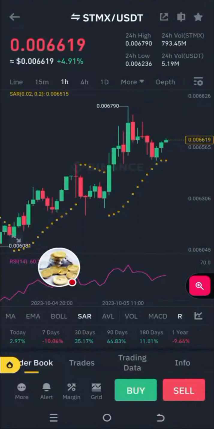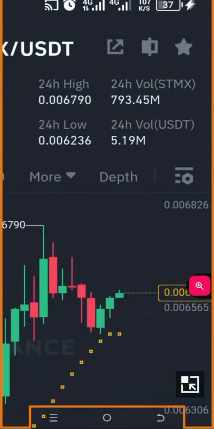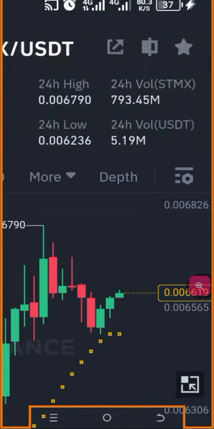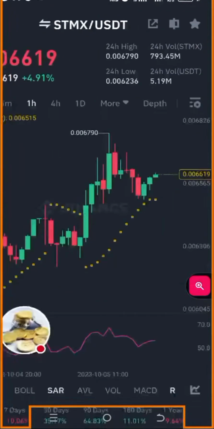Let's look at the volume, right? Now you can see that the volume that's been traded here within the past 24 hours is 5.19 million. Wow, 5.19 million USDT. That's about 793.45 million STMX. Interesting. Would I go with that? Not sure. But let's go ahead.